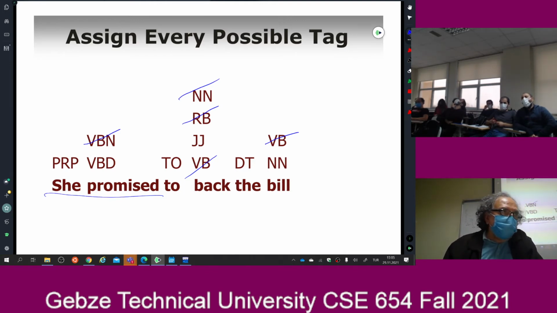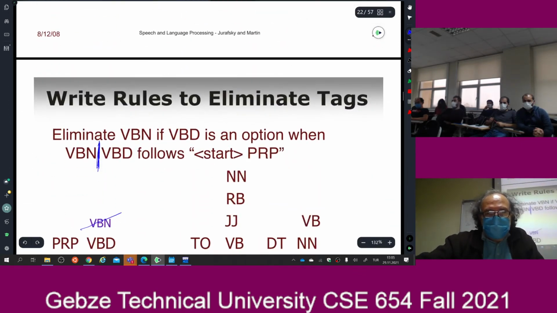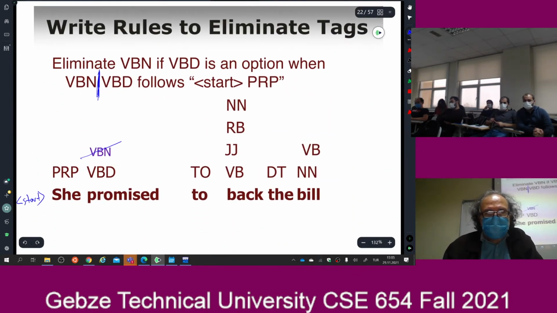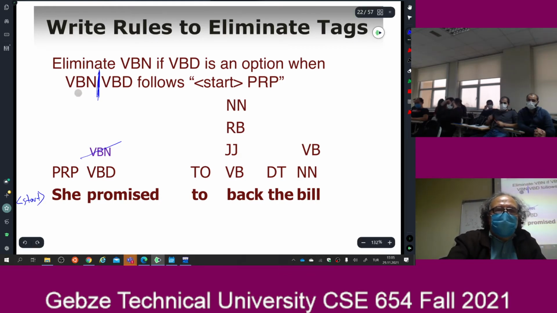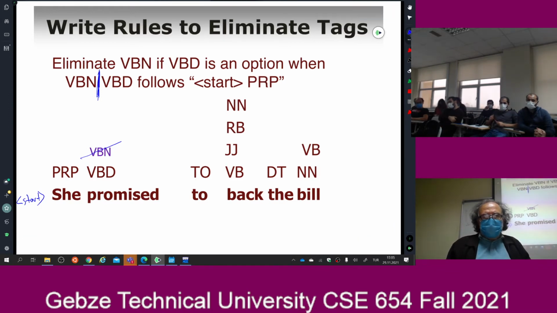If you keep writing these kinds of rules, eliminate this one, eliminate this one, eliminate this one, at the end you will come back with just a single assignment for each word. Let's look at some of the rules actually. Eliminate VBN if VBD is an option when VBD follows start preposition. You got this right?